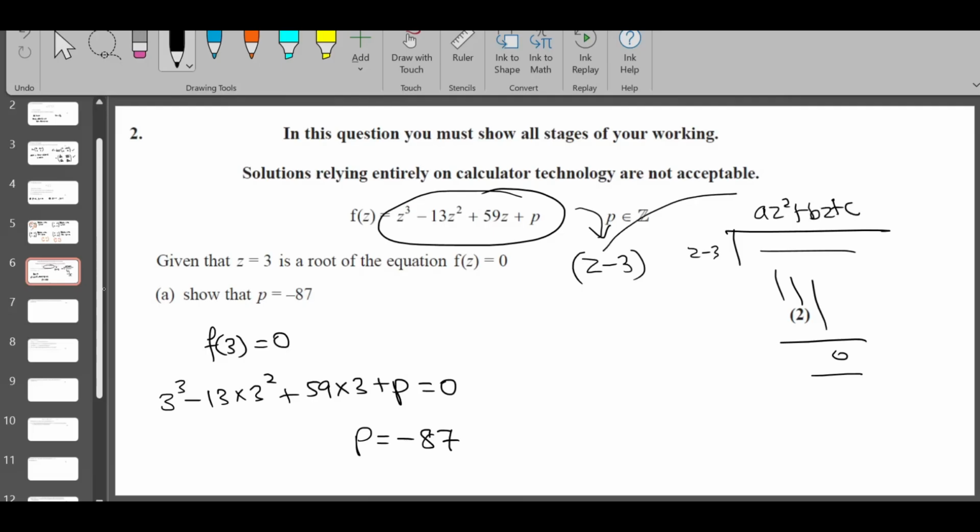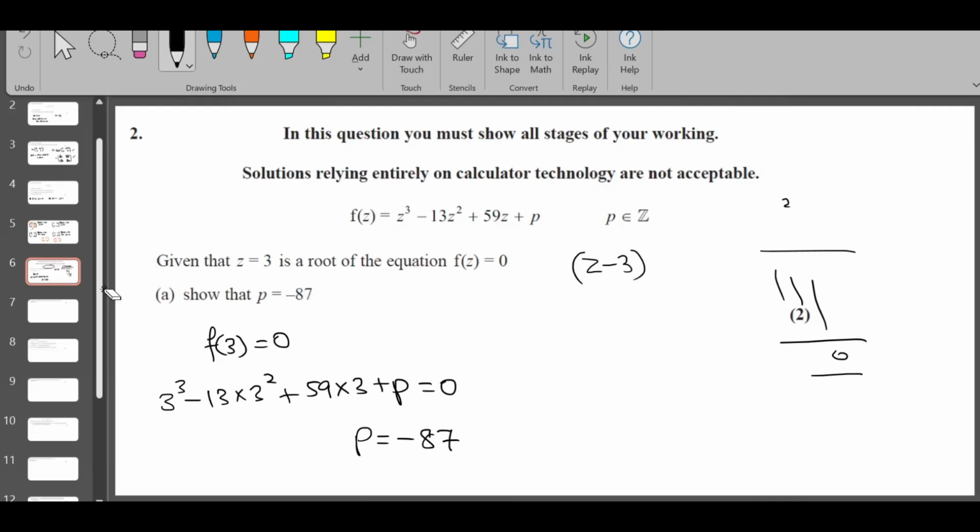Because when you multiply z times z square, it is z cube. So you will get a quadratic. The multiplication of divisor and quotient will give you the function, right? So instead of using the long division method, I'm going to show you the comparing the coefficient method. Write f of z first.